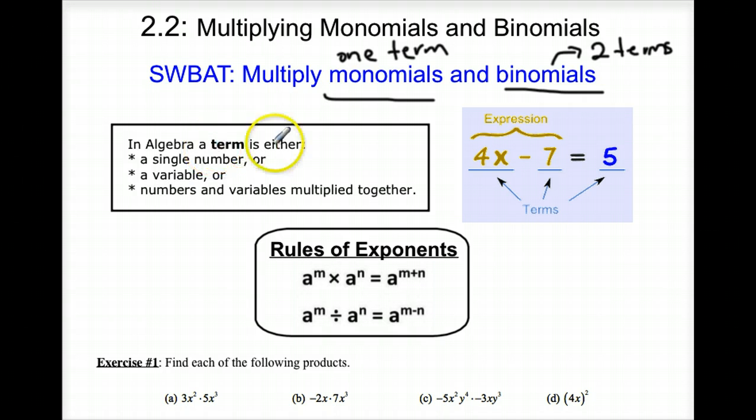In algebra, a term is either a single number, a variable, or a number and variable multiplied together. So 5 is a term, 7 is a term, 4x is a term. For this, we need to know really quick the rules of exponents. When you're multiplying something that has the same base, you add the exponents. And when we're dividing something that has the same base, we subtract the exponents.